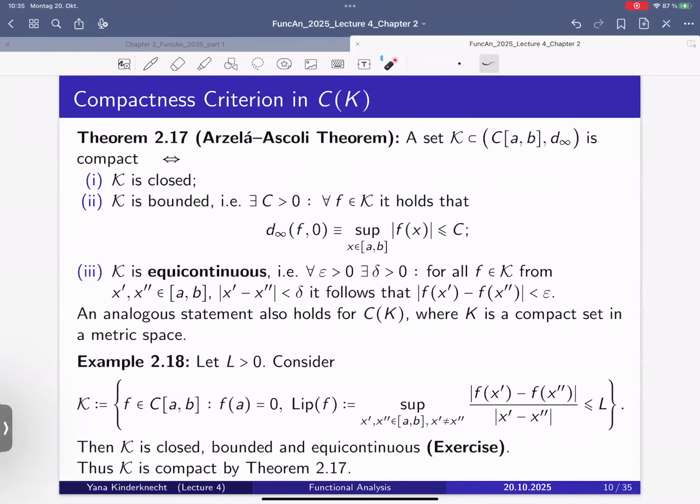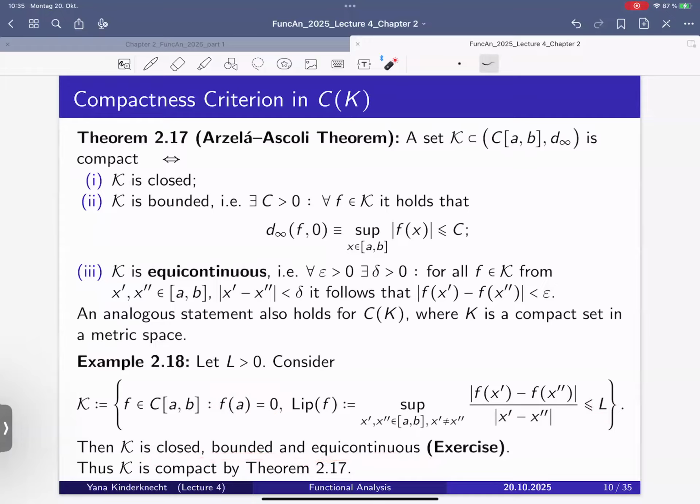A basic type of compact sets in this space. Let L be strictly positive and fixed. Consider the following set: functions which are continuous on the segment from a to b, and such that we control the starting point. For example, let's say that all functions start at 0, and all functions are Lipschitz, and we control the Lipschitz constant, so it is bounded by some fixed L. Then this set is closed, bounded, and equicontinuous.